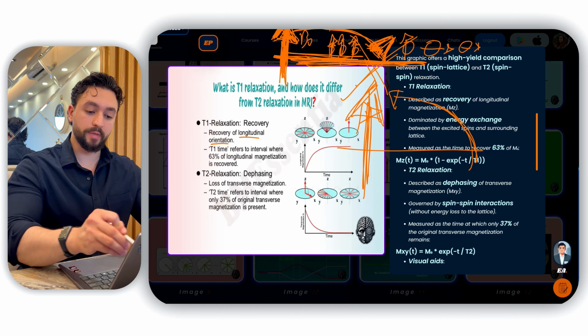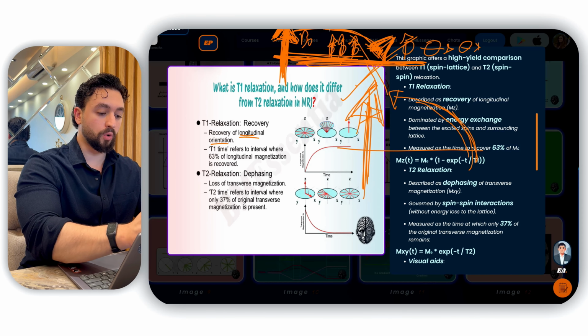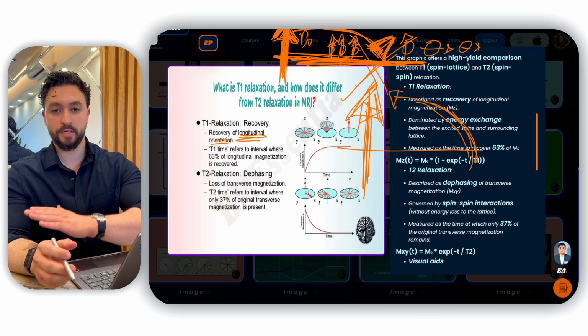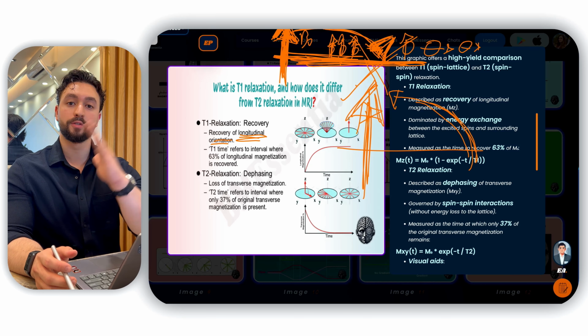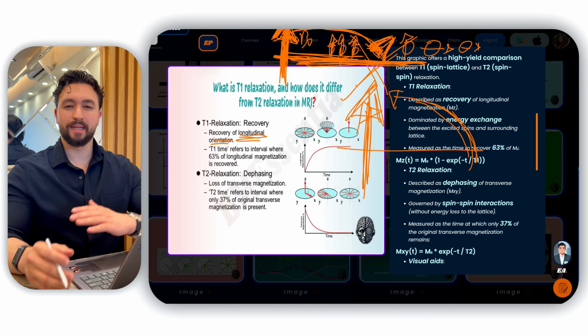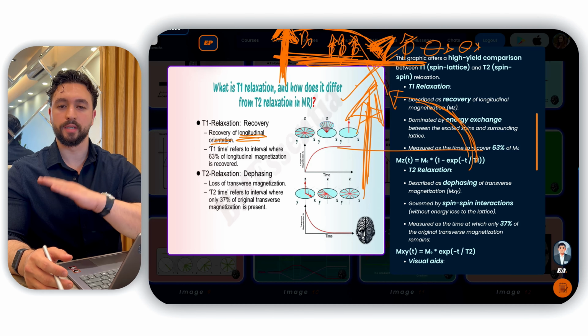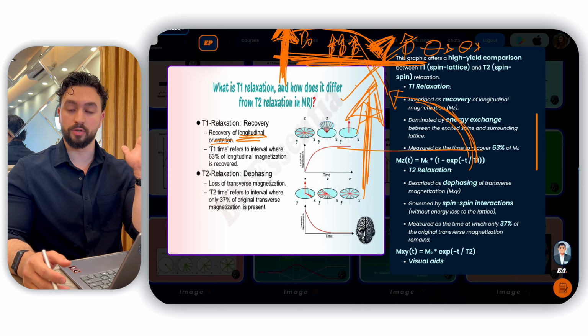This movement back into the original position is called recovery of longitudinal magnetization, because you're recovering the longitudinal magnetization, you're recovering back to the longitudinal plane again. Now this is basically, think of it as recharging. It takes a long time and you're recharging back to the full original state.